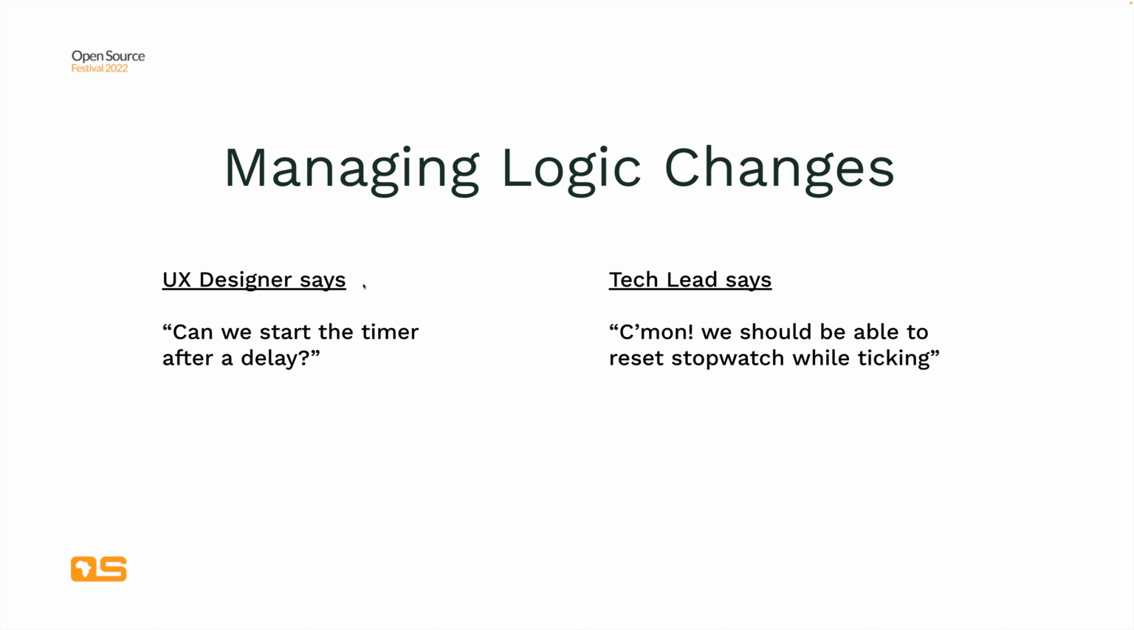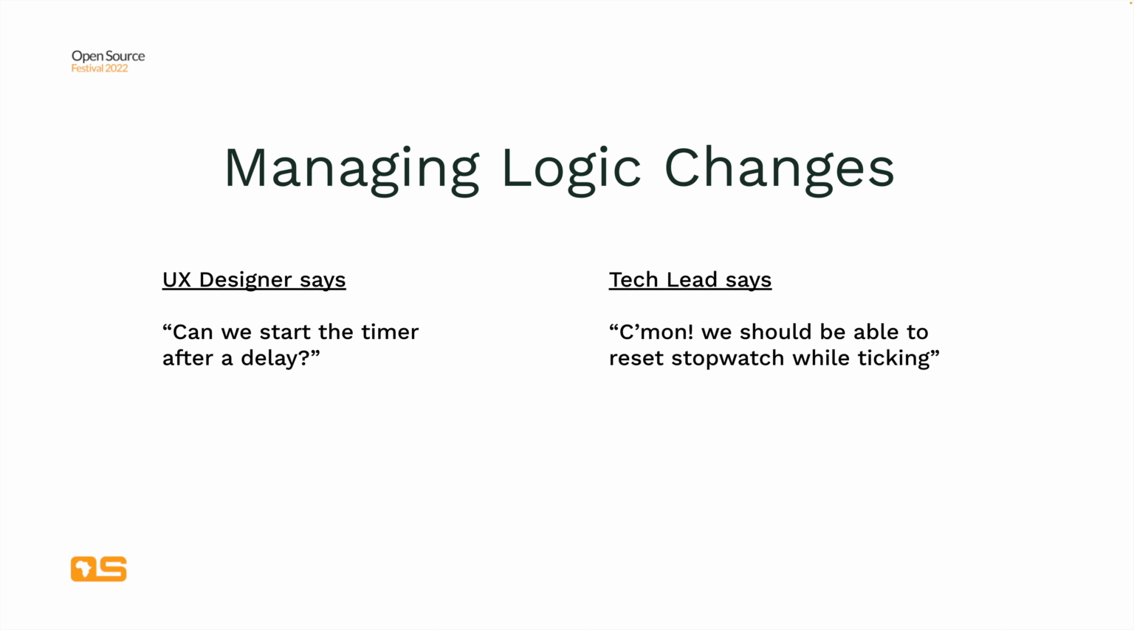And let's say we get two different messages from the UX designer on our team and the tech lead, or the engineering manager. The engineering manager says, come on, we should be able to reset the stopwatch while it's ticking. That means we should provide an event to send to the machine when it's in a ticking state to go back to the idle state, or clear everything and go back to where it started from. And then the UX designer says, how about if we start the timer after a little delay? I don't want it to start immediately. There are some actions I need to run at that point. So let's just start it at a little delay.